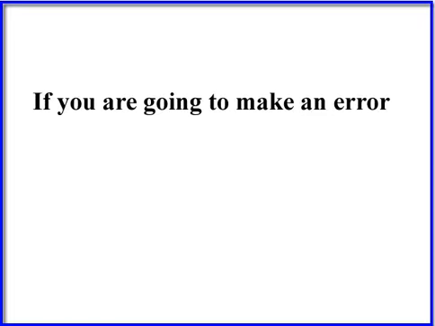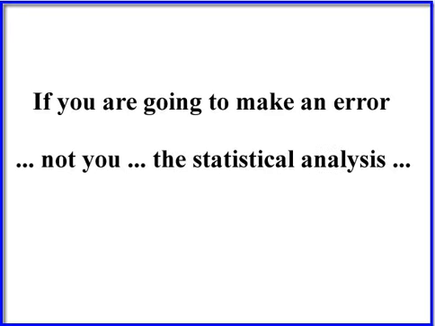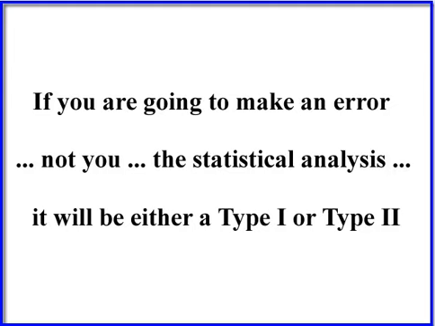So I think the best way to think about it is if you're going to make an error on a statistical analysis, now be careful there. It's not you making the error as the researcher, it's just the way the statistical analysis works, right? It's always an act of maybe or probably. It's never purely yes, this is going to happen. So, right, remember we're trying to be as accurate as possible. So, if you're going to make an error, it will either be what we call a type 1 or type 2 error. And again, it's not you, it's the test.